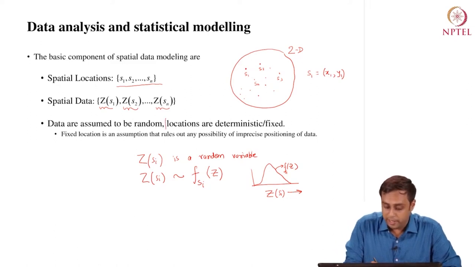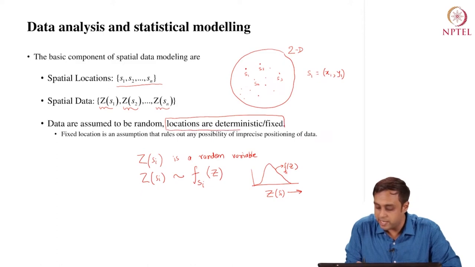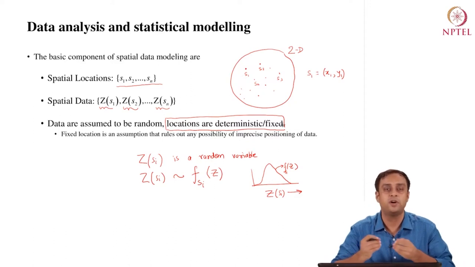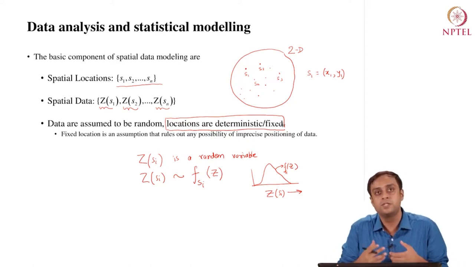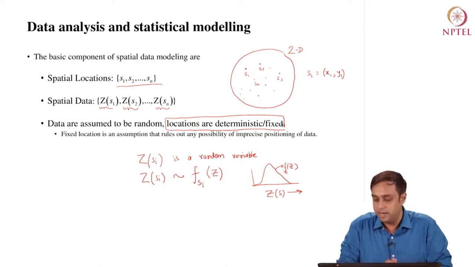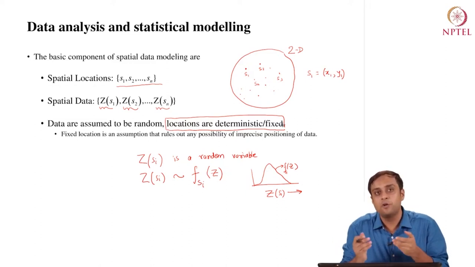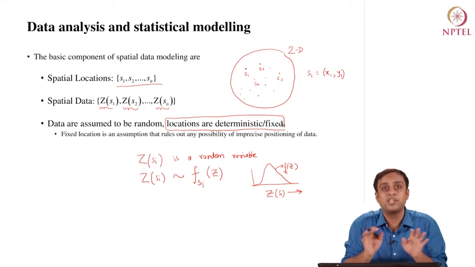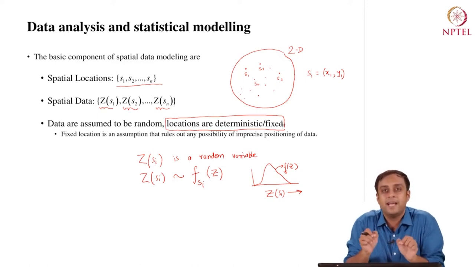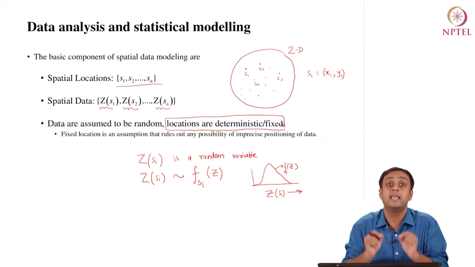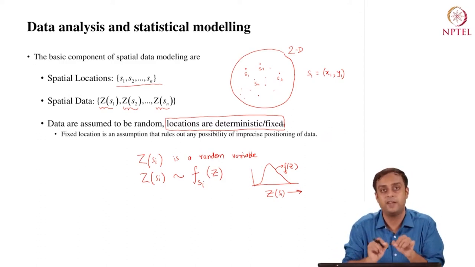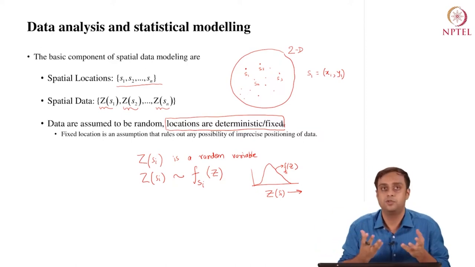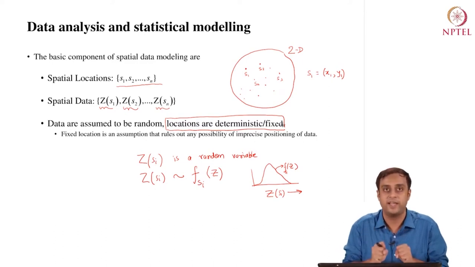Further, and very importantly, for this particular course, we will take locations to be deterministic or fixed. So we do not consider any kind of uncertainty in the location itself. So if we observe, for example, groundwater levels at location S1, we say that groundwater level by itself is a random variable, but the location has no uncertainty, right? It couldn't be S1 plus minus delta, right? It is indeed exactly precisely at S1 that we observe Z of S1. Z by itself at S1 is random. So groundwater level is random, but the location is fixed, right?